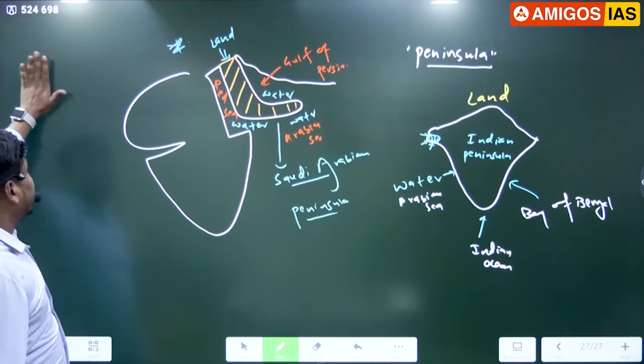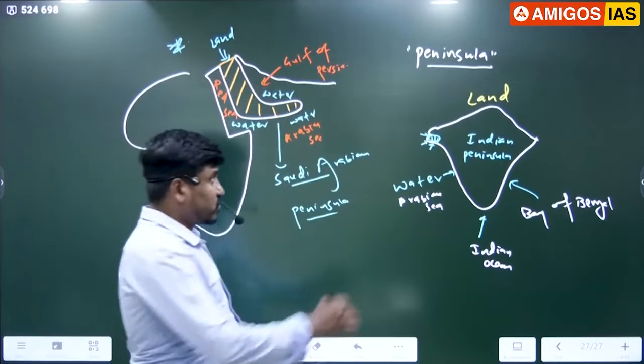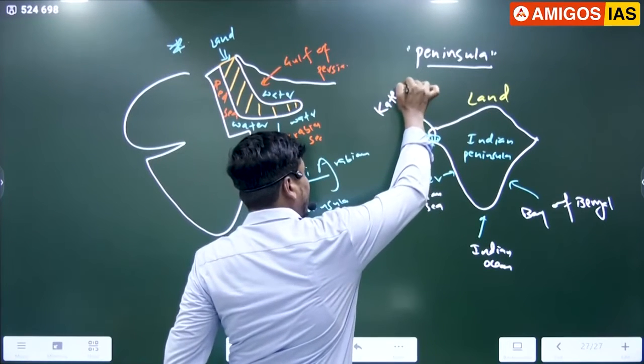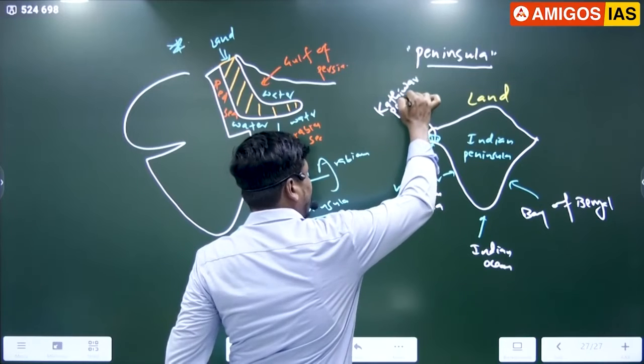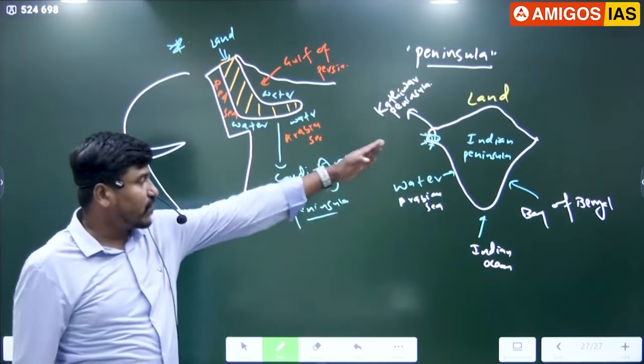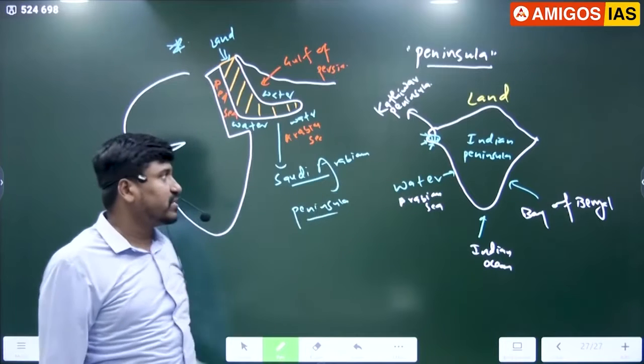And I have just one interlinking with this peninsula. This is the Kathiawar Peninsula. And the Kathiawar Peninsula is surrounded by the Gulf of Kutch, the Gulf of Khambat, and even the Arabian Sea region.